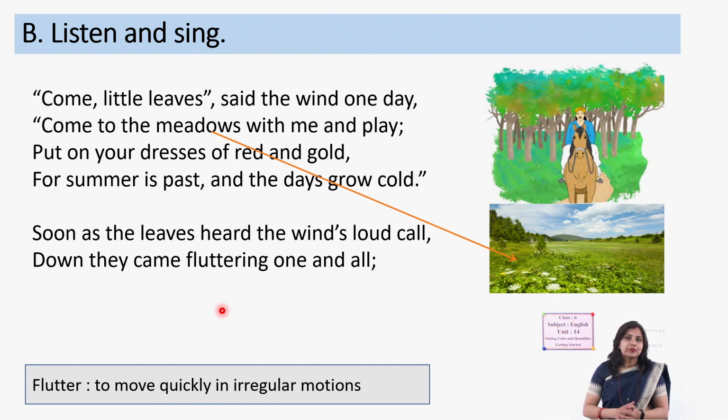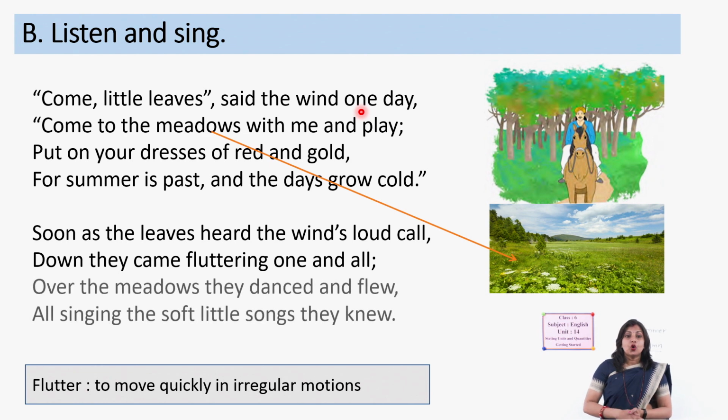That means when autumn comes, you see the leaves turn yellow, brown, and after some time they start falling down, because in winter trees are naked. Not all the trees, but nature has a rest in winter. So these leaves start falling down from the trees in autumn. And now you have known the reason why they fall down: because the wind is calling them to play.